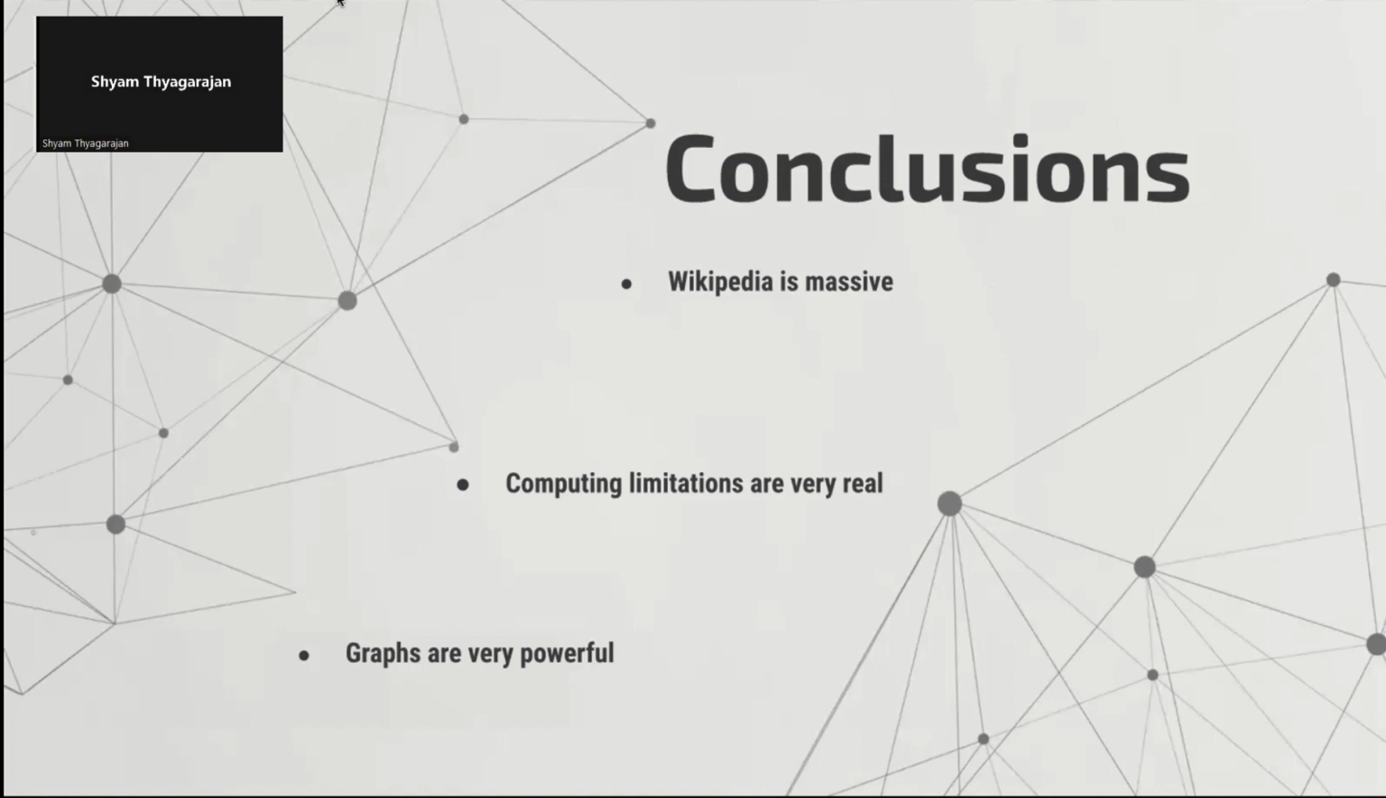Yeah, so in conclusion, Wikipedia is massive, computing limitations are very real, graphs are very powerful in what they allow us to do.